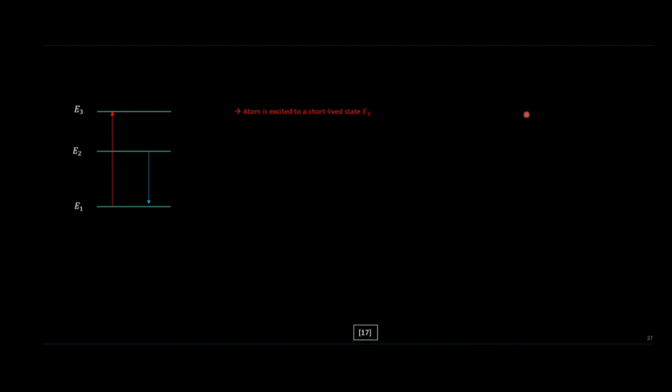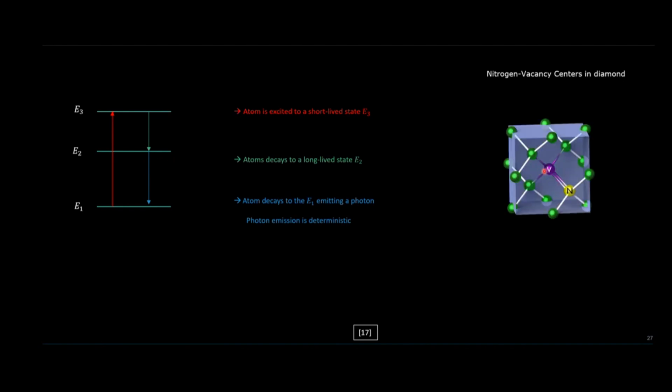We can have a system, for example, an atom, and let's imagine that it's a 3-level system. The idea is that we would like to excite our atom to the short-lived state, for example, level 3. Afterwards, the atom would decay to a long-lived state E2, and with high precision we would know when the emission of a photon would happen from state E2 to state E1. So indeed, if you ask, those kinds of systems exist, and they're called nitrogen vacancy centers in diamond, systems that can actually generate single photons.